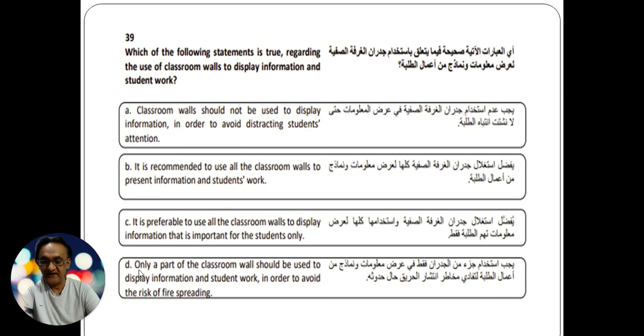Okay, let's see the third one. Only a part of the classroom walls should be used. This is very correct. Display information and students' work, in order to avoid the risk of the fire spreading. Now this is an extended part, which is also a kind of distractor in a correct option. But as you can see, your focus should be on this first part: only a part of the classroom walls should be used to display information.